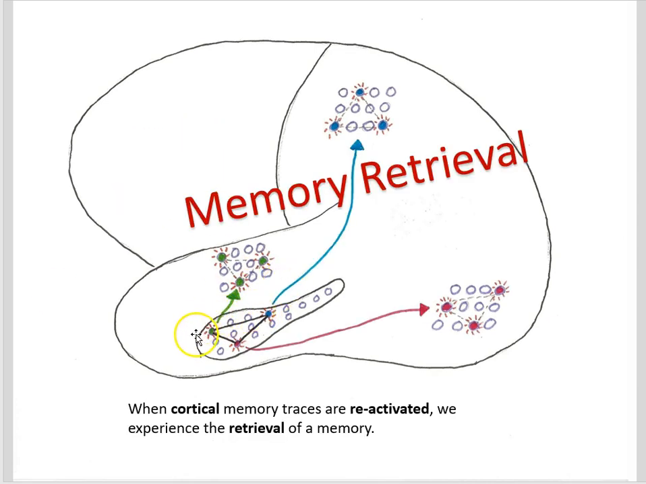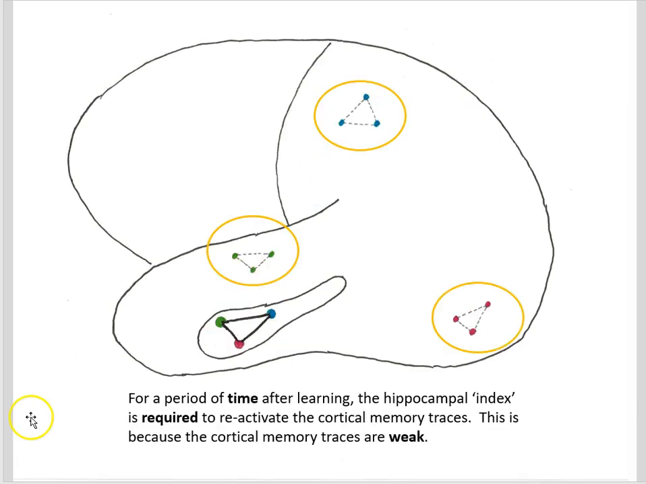Now, when the hippocampal memory trace then reactivates the cortical memory traces, this is what we mean by memory retrieval. At this point, we would experience the retrieval of the information from the day before, what an amoeba looks like. Maybe we learn some facts about the amoeba. We might be remembering the feel of the microscope, etc.